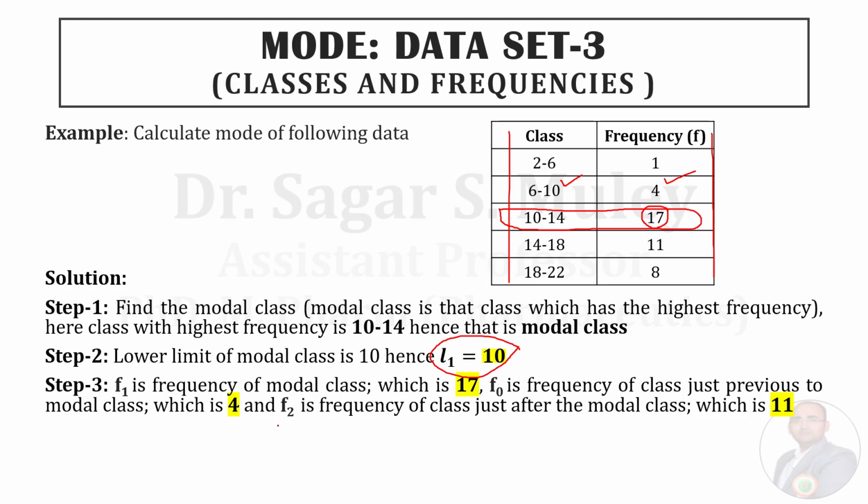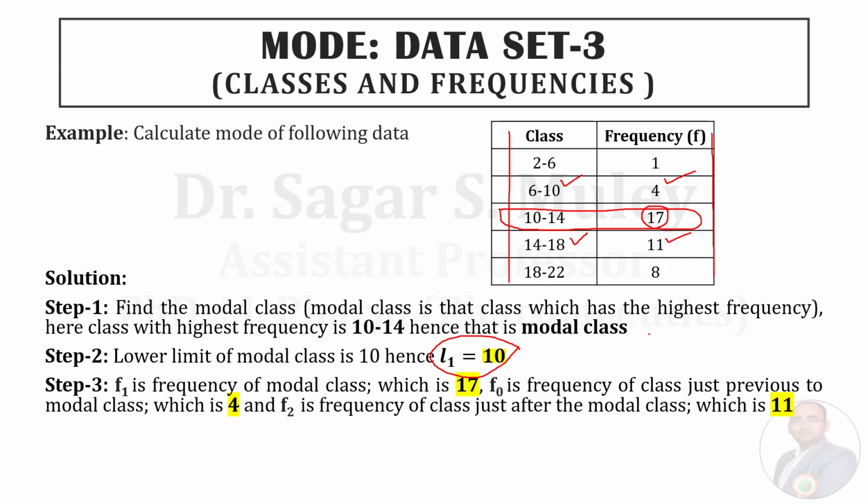F2 means F2 is the frequency of the class just after the model class. The class that comes after our model class, in this case 14 to 18, its frequency is 11.